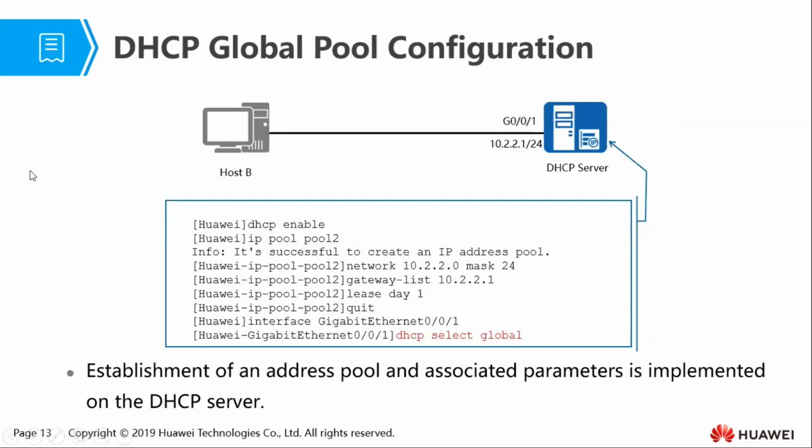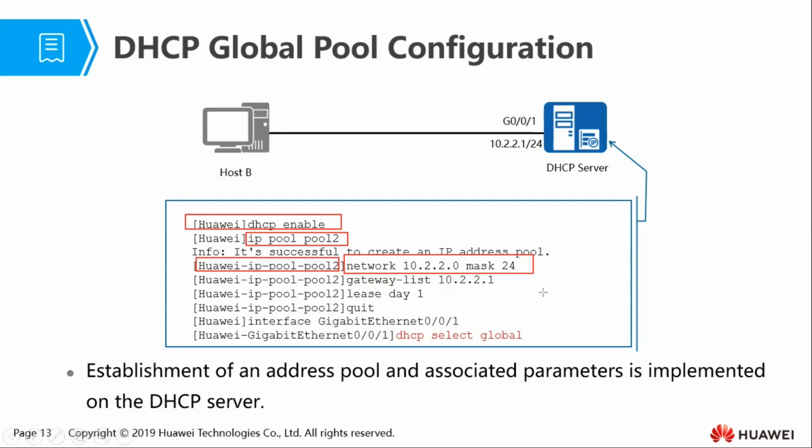Okay. So we can also configure on the global pool. So how do we do that? On that server, again, we enable the DHCP on system view. Then we create the pool. So here you have to create the pool using the command IP pool, then the name of the pool. So for example, here we are calling it pool 2. Then it will get you into that pool 2 view. Then you can give it the address range that you want to give out using the network command.